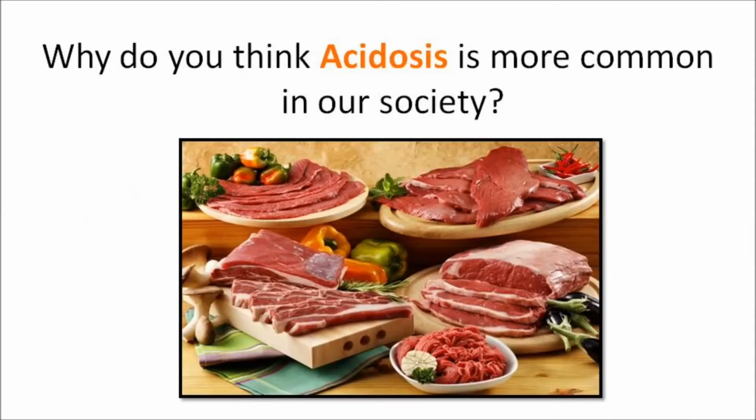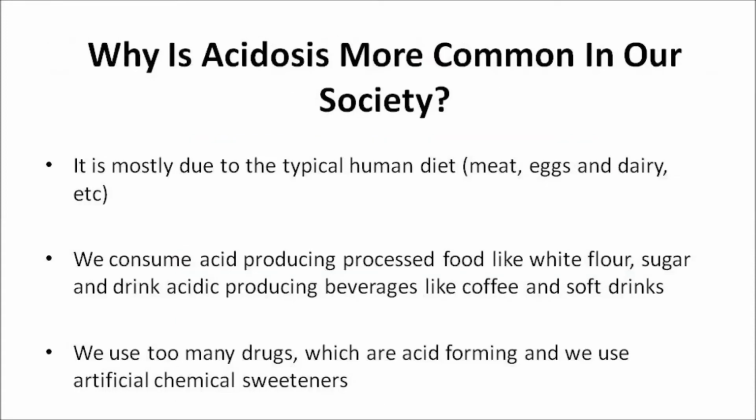Why do you think acidosis is more common in our society? The reason acidosis is more common in our society is mostly due to the typical human diet, which is far too high in acid-producing animal products, things like meat, eggs, and dairy, and far too low in alkaline-producing foods like fresh vegetables.